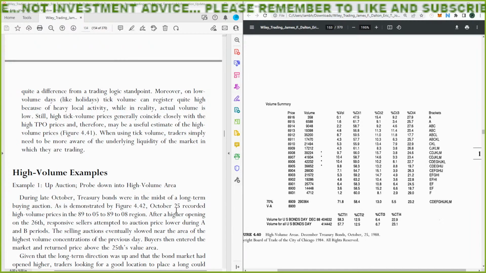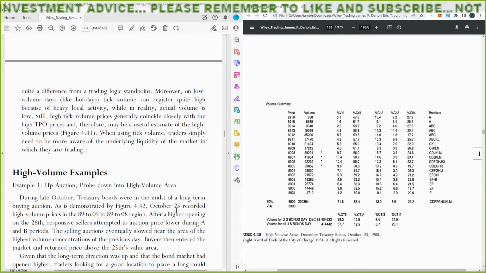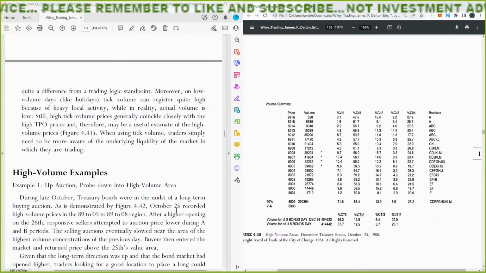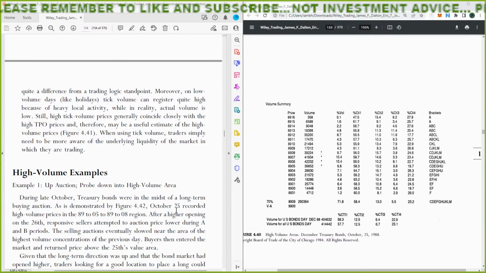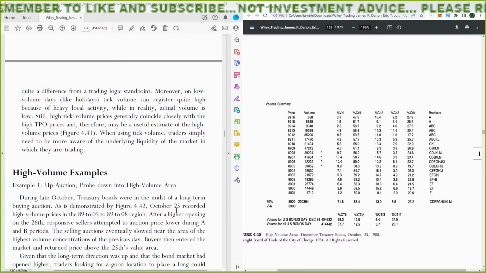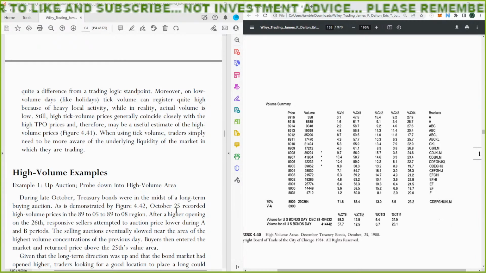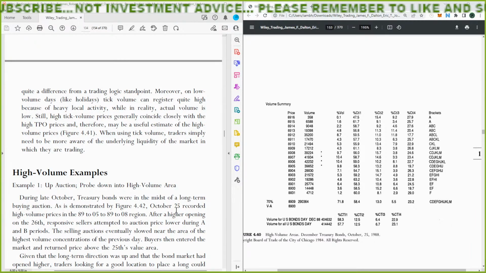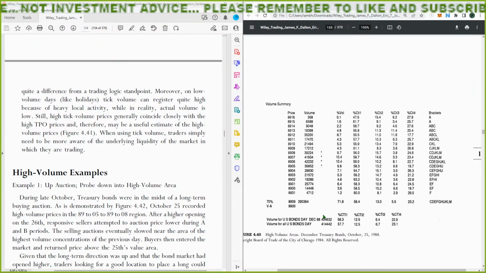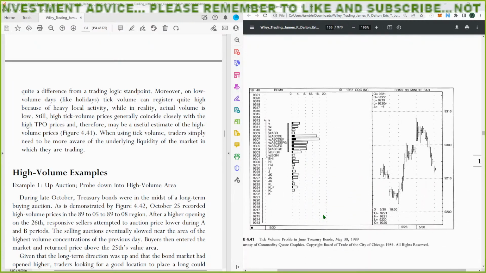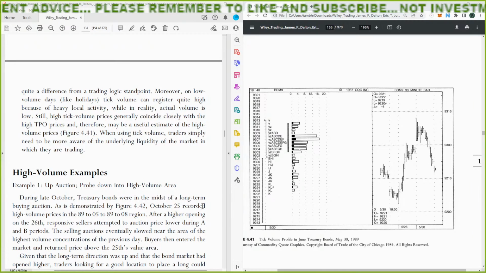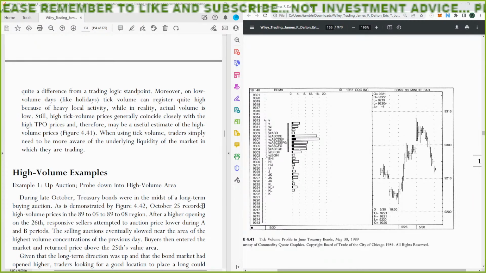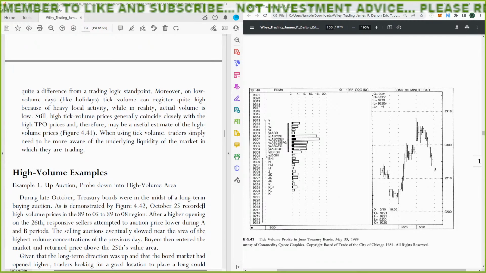Moreover, on low volume days like holidays, tick volume can register quite high because of heavy local activity, while in reality, actual volume is still low. Still, high tick volume prices generally coincide closely with the high TPO prices, and therefore may be a useful estimate of high volume. Figure 4.41. When using tick volume, traders simply need to be more aware of the underlying liquidity of the market in which they are trading.